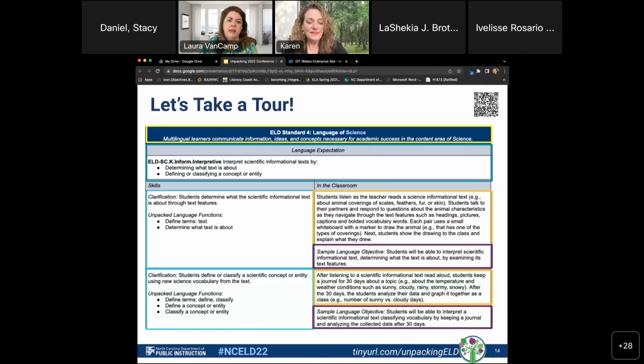But I think that all of us who were a part of that really tried to think about the ELD standard along with the content standard of that particular grade level, along with the content area. So it's got language, it's got content intertwined, which is what ESL is all about. I'm sure I can get an amen from our ESL instructional coaches out there. So anyway, at the very top, you'll see the ELD standard that this particular example is talking about.